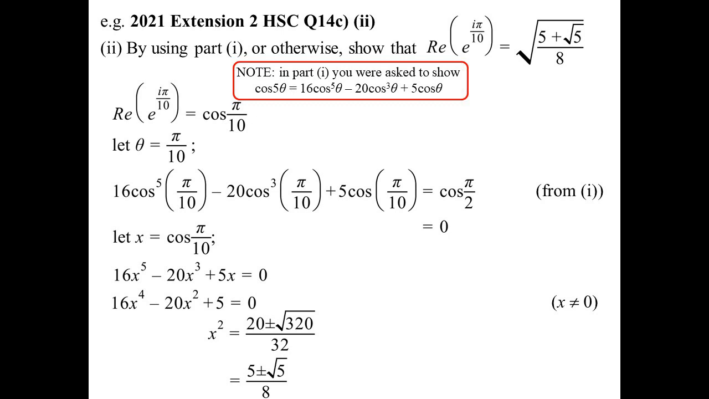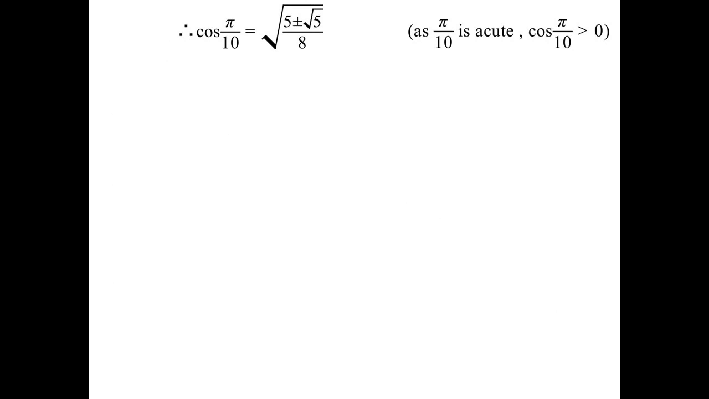So x squared is 5 plus or minus root 5 over 8. Therefore, cos pi on 10 is equal to, well, I've got 4 possibilities. I've already got rid of one, you might have noticed, because it would have been plus or minus the square root of 5 plus or minus the square root of 5 on 8. I know cos pi on 10 is going to be positive, so I didn't even bother considering the negative square roots. Okay? Pi on 10 is acute. Cos pi on 10 therefore has to be greater than 0. Again, explain why I got rid of it.